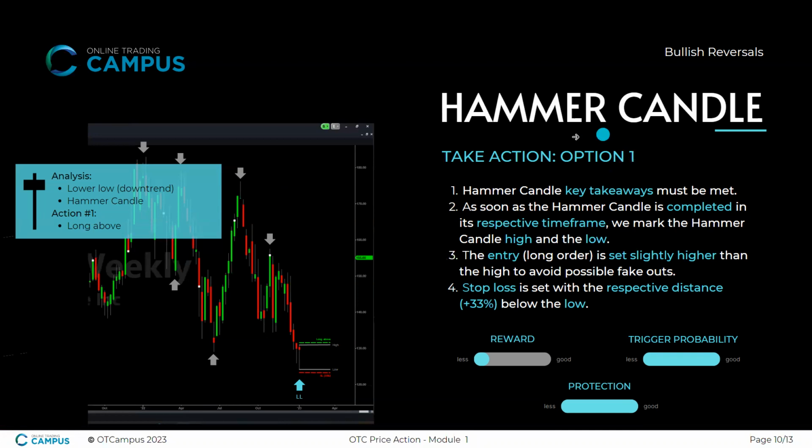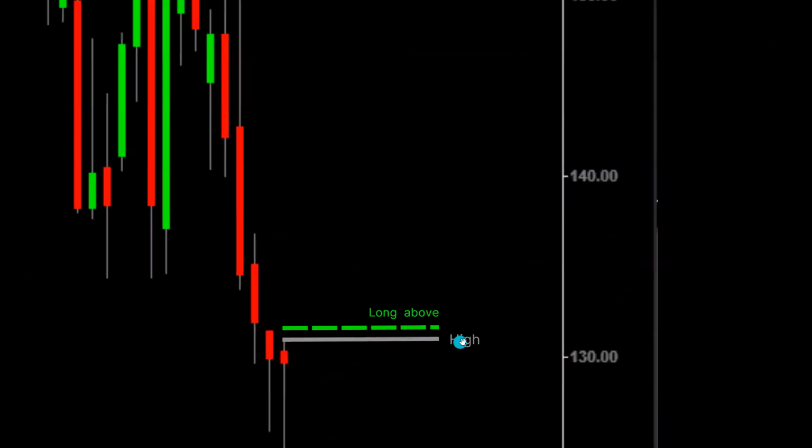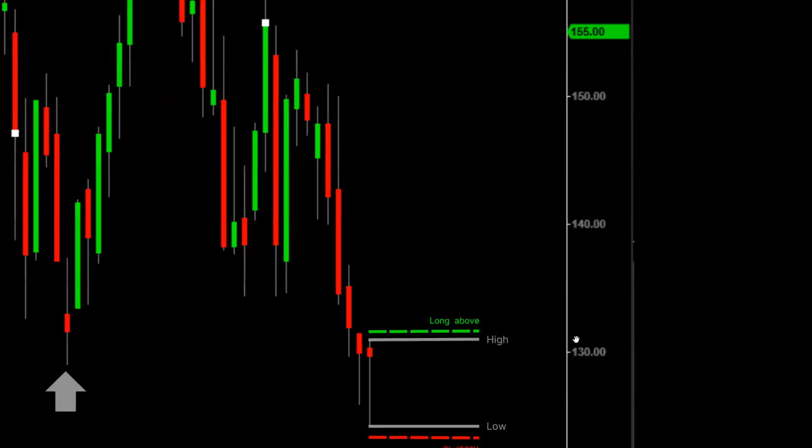Good. Number 3 is the entry. We are talking about option 1. The entry here, only long is allowed. It's a bullish reversal. It is set slightly higher than the high. Okay, that means slightly higher. Look, the high is here, for example, at 131. Okay, that's our high. Our long order is higher, meaning 131.50, 132. Slightly higher.